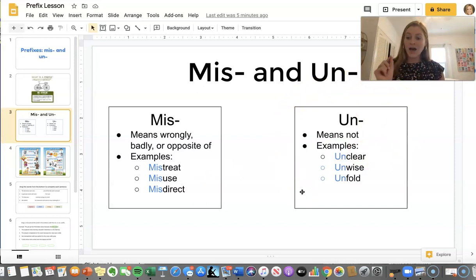We add un to the beginning of a word to give it a new meaning. So un means not. So here are some examples. If something is unclear, it's not clear. If you make an unwise decision, your decision is not wise. If you unfold your laundry, then it is not folded.